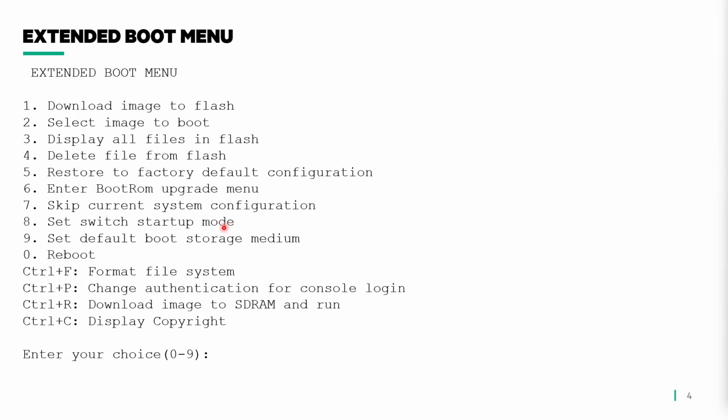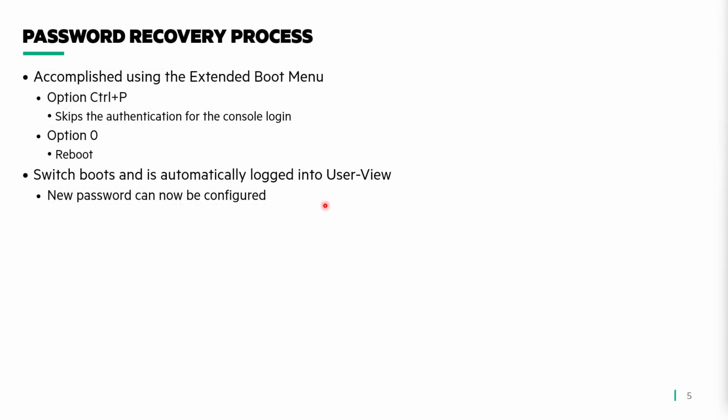Multiple options. So if you have an issue with this, say for example with password recovery, you can skip the current system config that will bypass the password, and then you can reset your password on the system. You can have multiple options. Ctrl P is basically when you skip, we need to skip authentication for the console. This is like a password recovery.